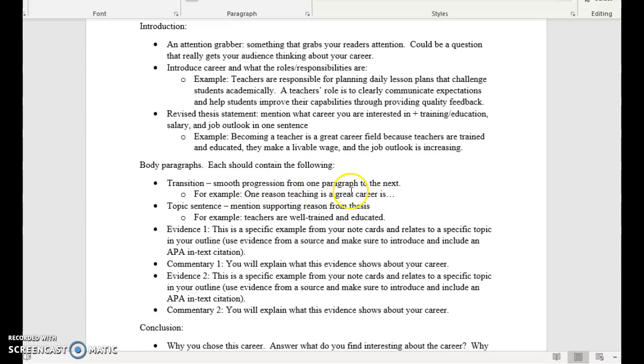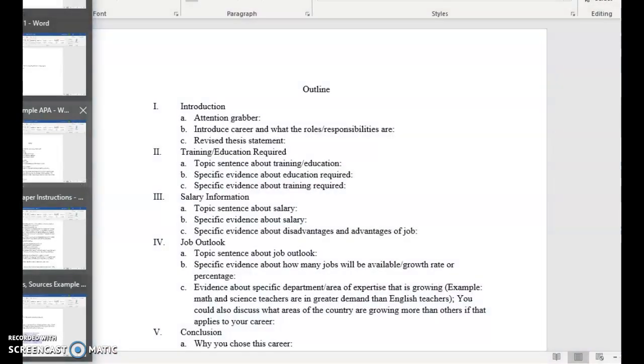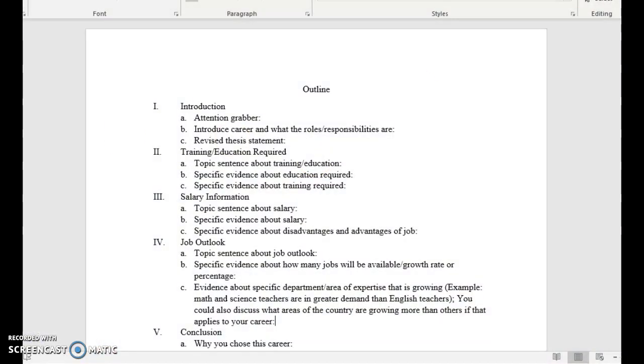So whatever that reason is, you're going to put that for your topic sentences, right? Teachers are well trained and educated, or teachers make a livable wage, or the job outlook for teachers is increasing. Okay, so whatever that topic sentence is, that's what you're going to put there. Let me go ahead and show you your outline, just to kind of show you what you're going to be putting in each one of these paragraphs. So just like I went over the introduction a few minutes ago, okay, boom, those three things you were putting just right there.